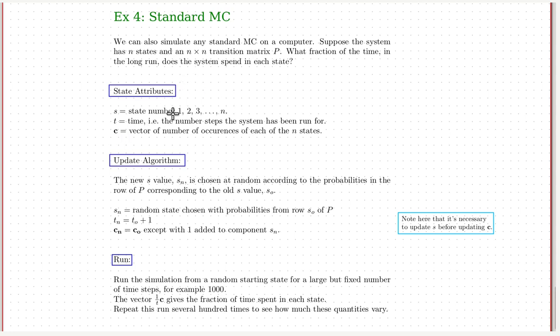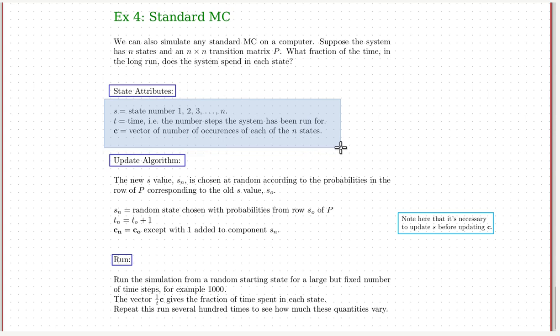Okay, so in this case the states for the simulation actually contain three variables. S is a number, T is a number, and C is a vector. Whereas the states in the original Markov chain were really just a single number, the number 1 through n. It could be in any one of the n states.